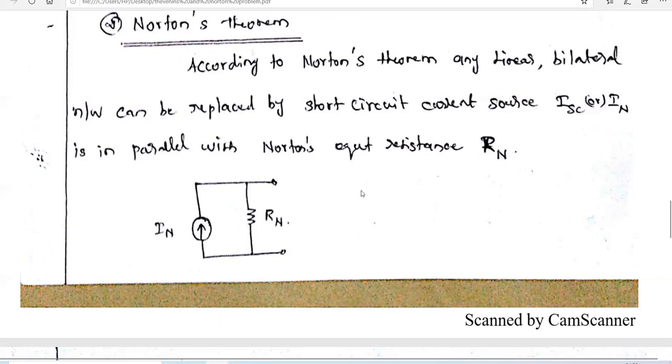So what is the calculation of this Norton's resistance? This Rn is the same as the calculation of RTH. So the RTH value and the Rn value are the same. While calculating the Rn value, we have to follow the same procedure as for RTH. So the RTH value for this problem we directly take as Rn. And now we have to find out the value of Norton's current source.